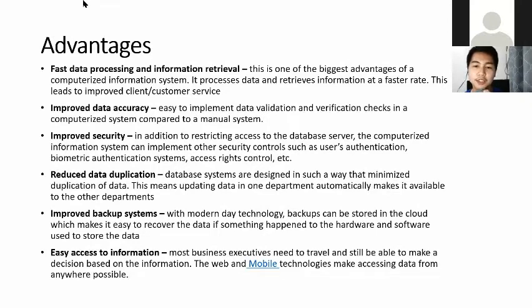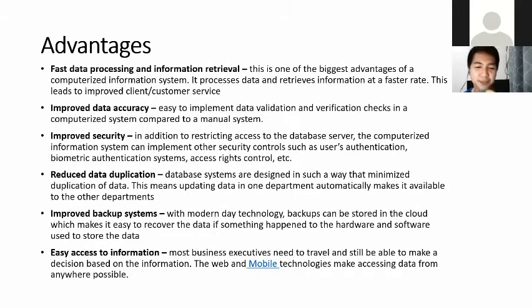In addition to restricting access to the database server, the computerized information system can implement the other security controls such as user authentication, biometric authentication systems, access right control, and etc. The fourth one, reduce data duplication. Database systems are designed in such a way that minimize duplication of data. This means updating data in one department automatically makes it available to the other departments.